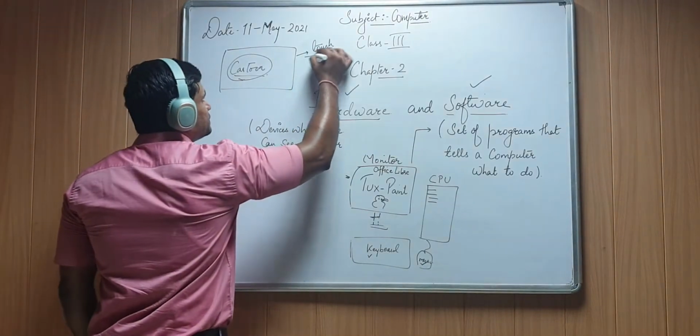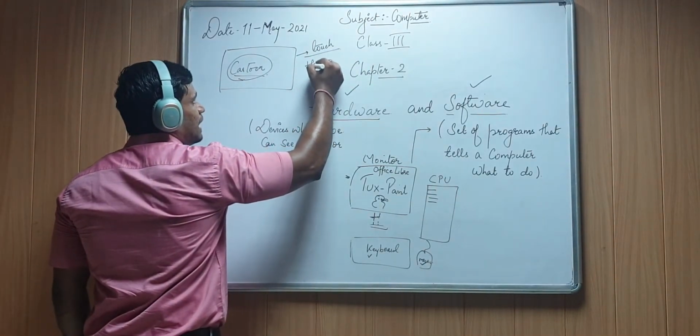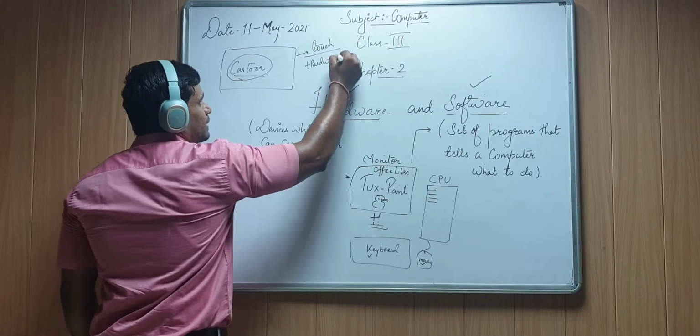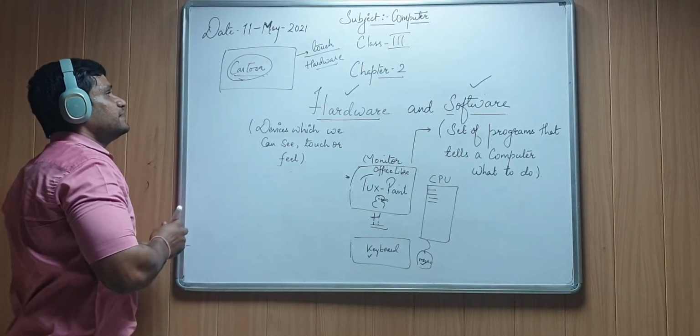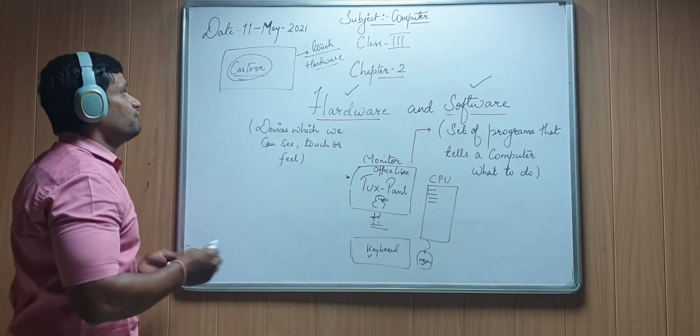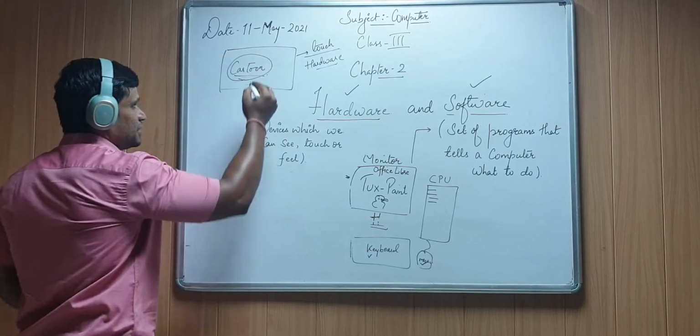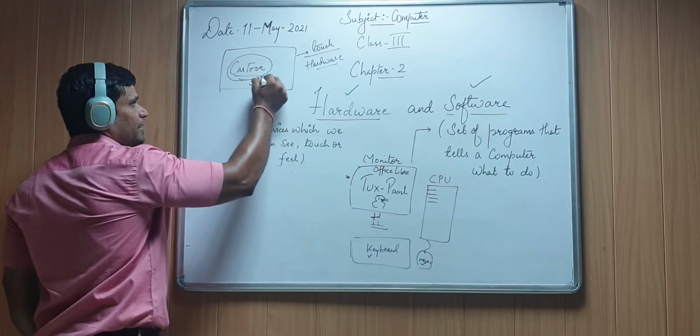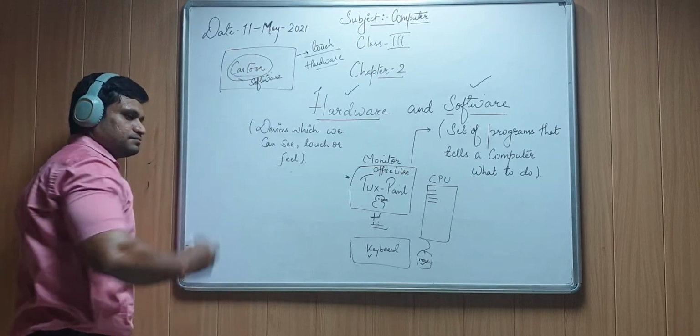So the television which you can touch is your hardware, and the program and the show and the cartoon and the movie which you see inside the television is your software which you cannot touch.